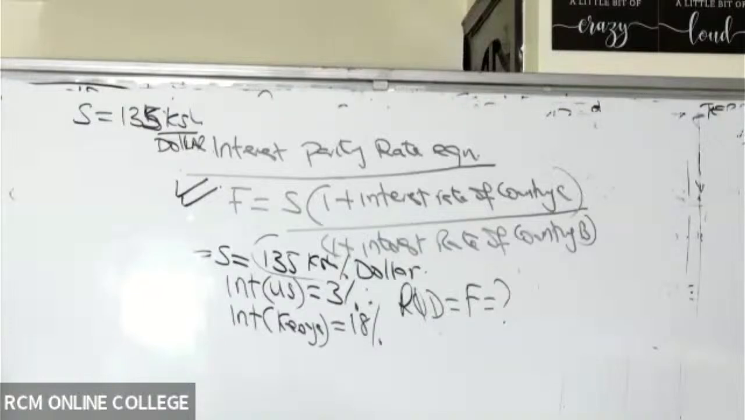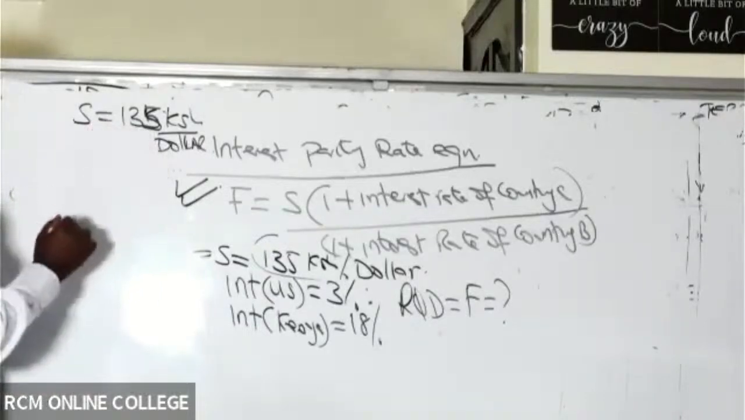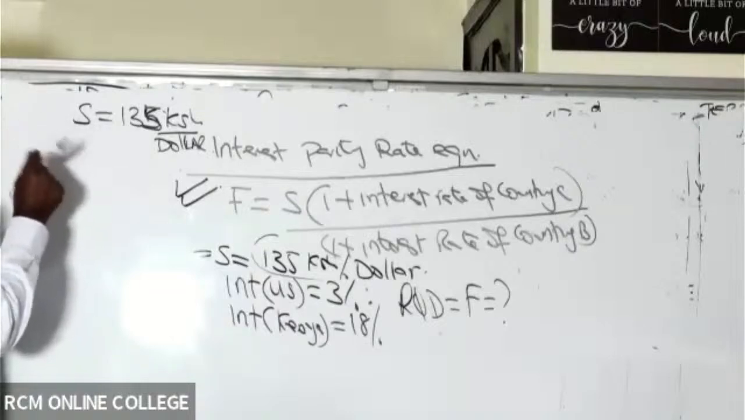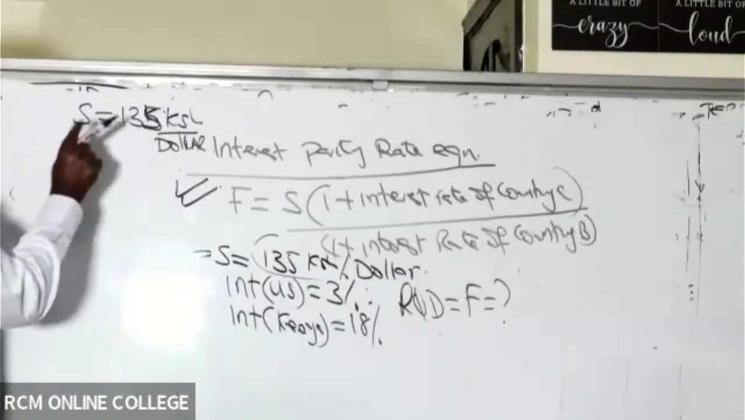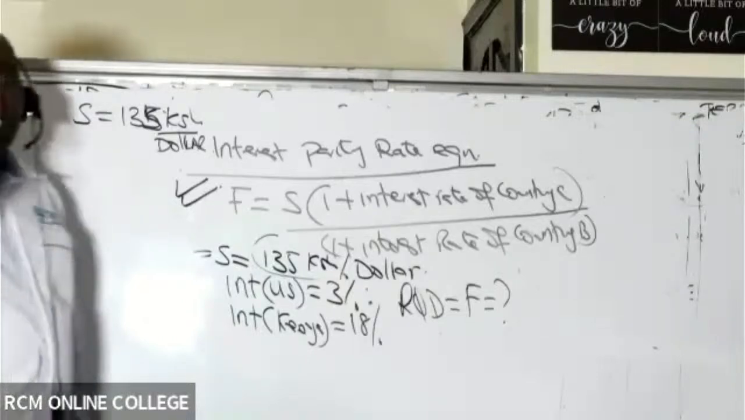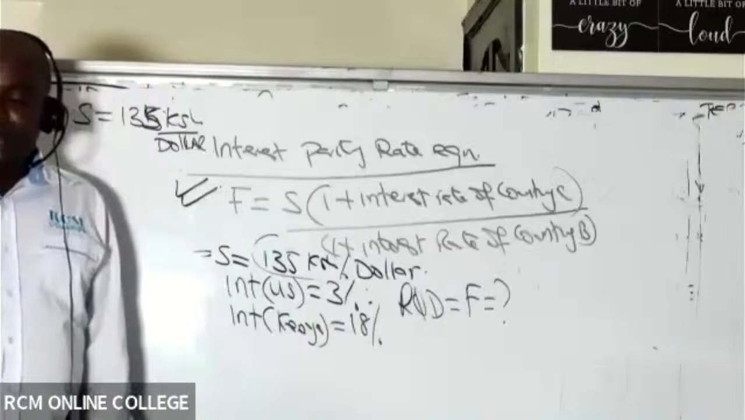All right. So ladies and gentlemen, in this case here, we have 135 Kenya shillings per dollar. So in this particular case, when you look at your expression here with your inner eyes, which currency or rather which country do you think is the numerator? Which country should go up?